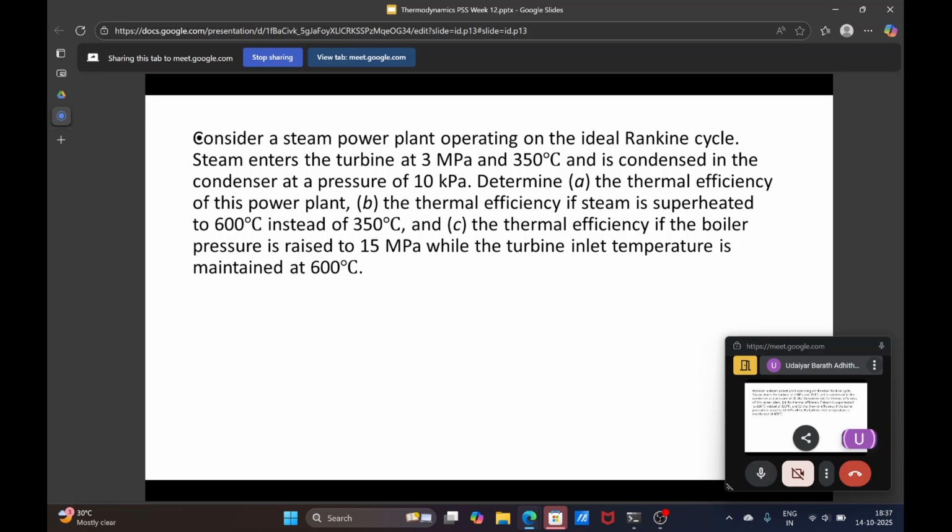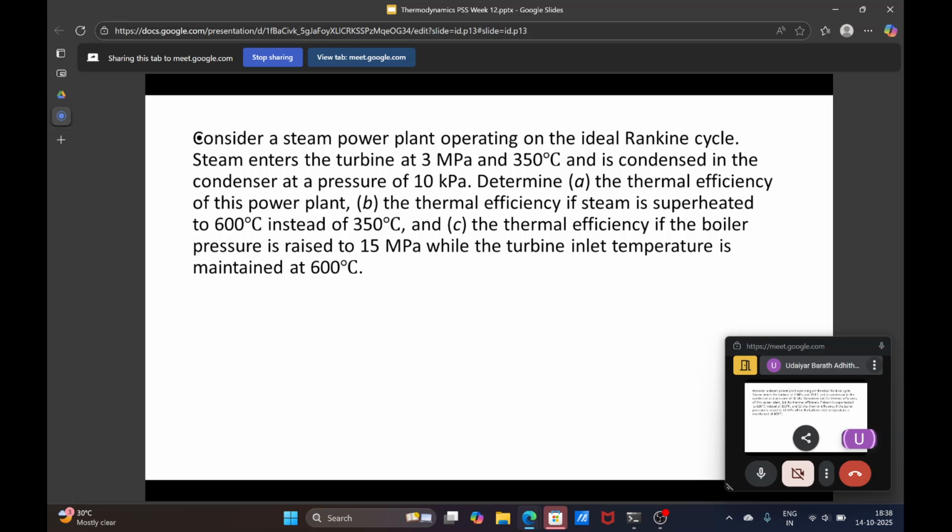The thermal efficiency if steam is superheated to 600 degrees Celsius instead of 350 degrees Celsius, that is your part B. And part C of the question is the thermal efficiency if the boiler pressure is raised to 15 megapascal while the turbine inlet temperature is maintained at 600 degrees Celsius. So those are three parts of the question. So first, initially an ideal Rankine cycle is operating between 3 megapascal and 10 kilopascal.